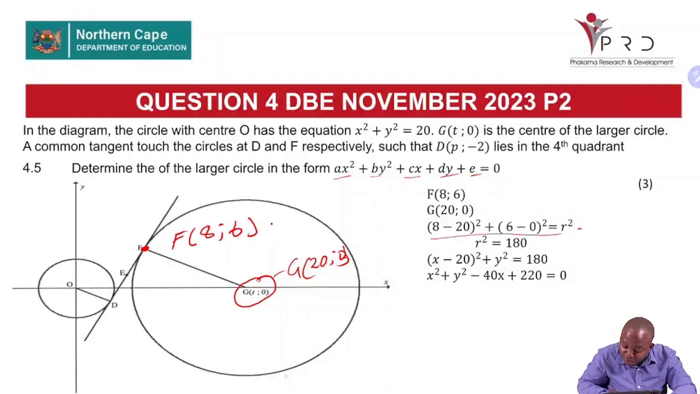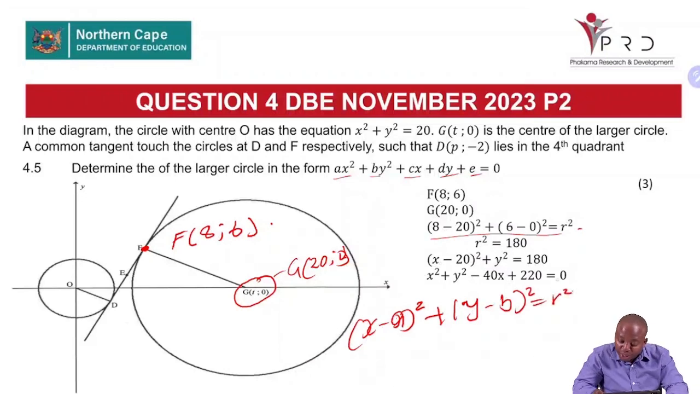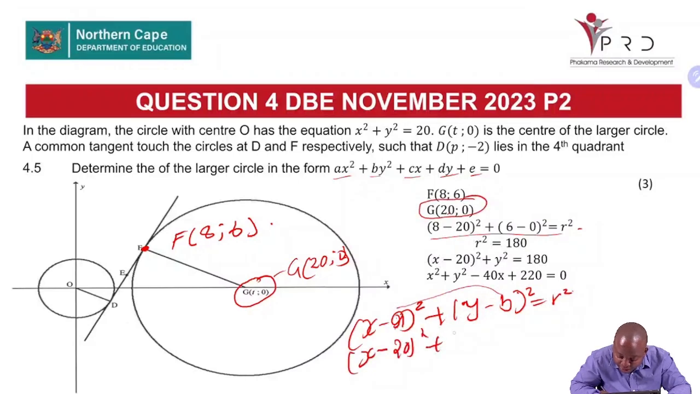Remember, the equation of a circle is x minus a squared plus y minus b squared equals r squared. Now, what are we doing? We find r squared using that. How do we find it? We substitute the center. Our center is a, b. So in that case, it's going to be x minus our a, which is the x value of the center, 20, squared, plus y minus our b, which is the y value of the center, 0, squared, equals r squared.